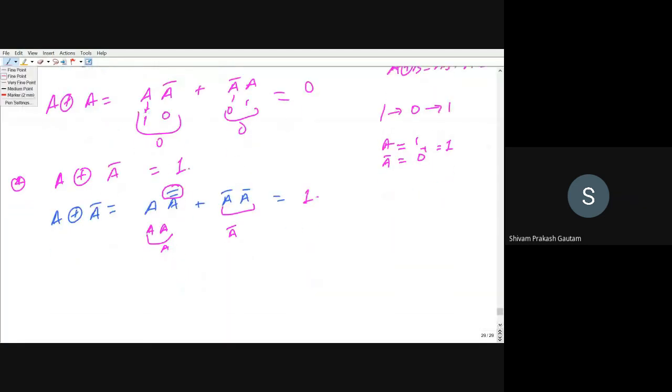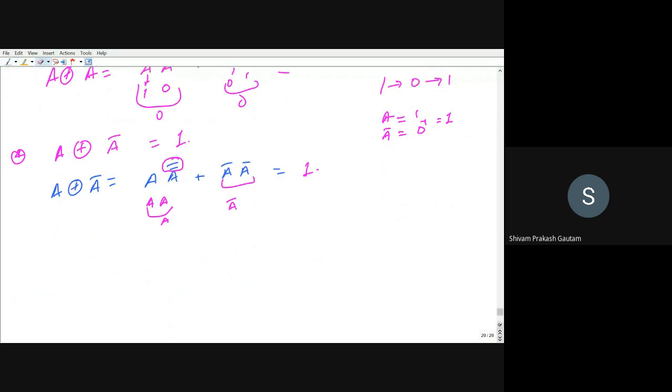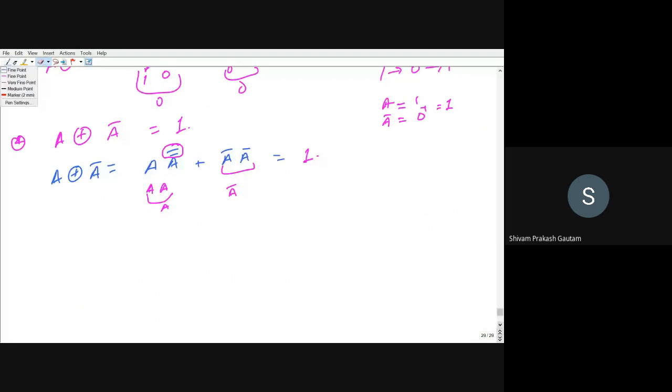Next, fifth, okay, so there are only 4. So okay, these are some of the properties. Now we will see the next gate, that is the exclusive NOR gate.